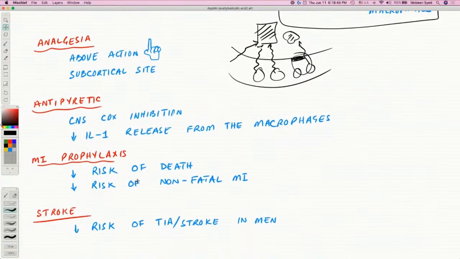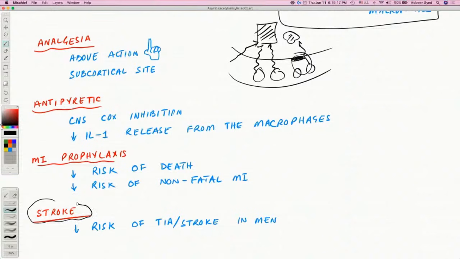Then I think most of us know that aspirin is recommended to patients who may have a previous infarction, a heart attack, and we administer them aspirin for life, a baby aspirin, a small dose of aspirin, and that is the MI prophylaxis. So you are trying to prevent the next heart attack by giving them aspirin. So it reduces the risk of death in these patients, and it reduces the risk of non-fatal myocardial infarctions.